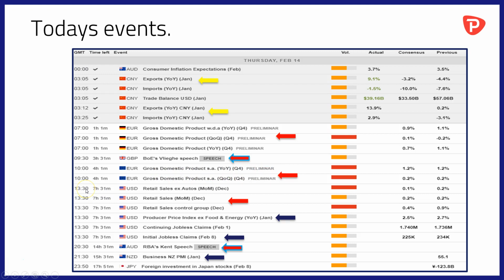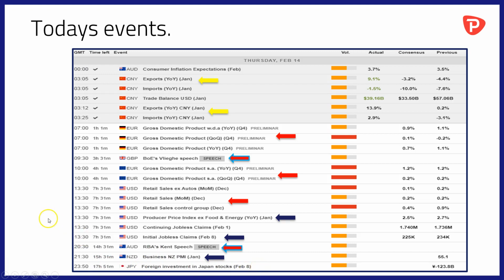And then we cross over the Atlantic at 13:30 for retail sales data out of the USA for the month of December, and that'll be accompanied by producer price index data for January, as well as continuing and initial weekly jobless claims from the USA. And then we take an extended break until 20:30 this evening, when we get a speech from the Reserve Bank of Australia's Governor Kent. At 21:30 tonight we'll have business PMI data out of New Zealand for January, and at 23:50, if you're still in the market, foreign investment in Japanese stocks for the week of February the 8th will be released.